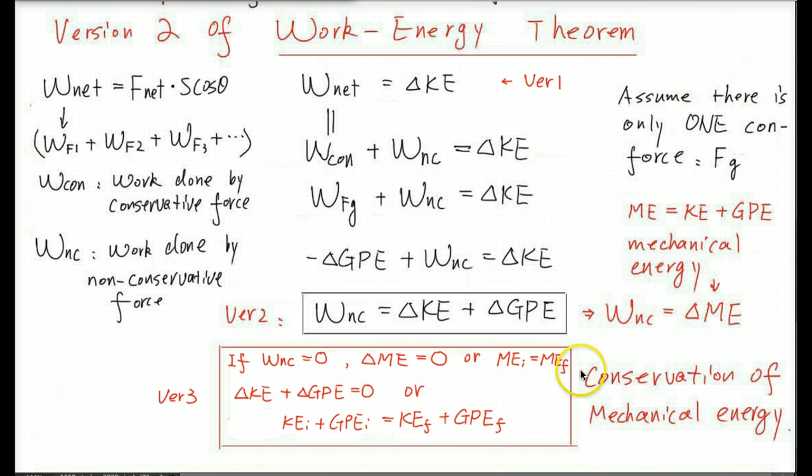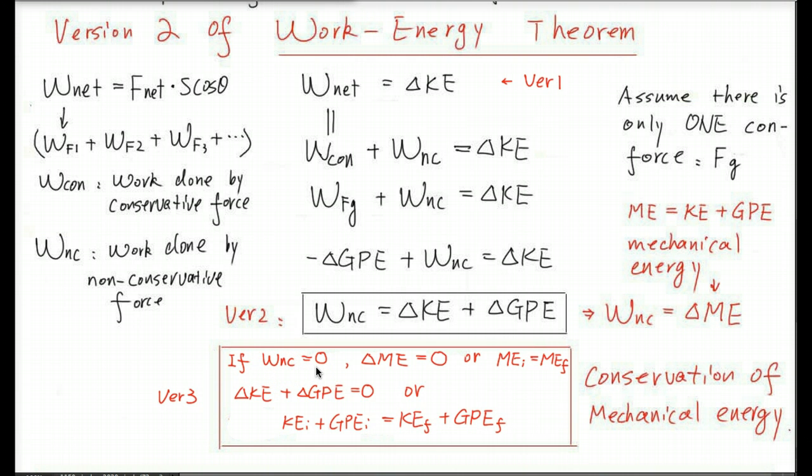I prefer this idea because it's easier to understand. If there are no non-conservative forces doing work, we simply have the total mechanical energy initial equals the total mechanical energy final. This is initial, this is final. That's why it's also called conservation of mechanical energy. Don't forget, conservation of mechanical energy has a condition: there's no non-conservative force doing work.